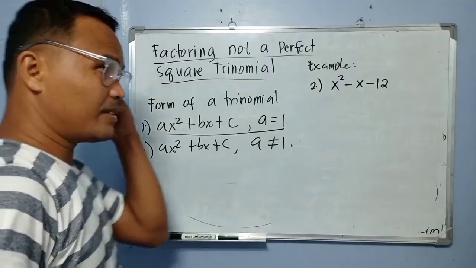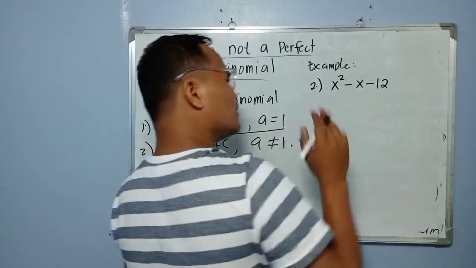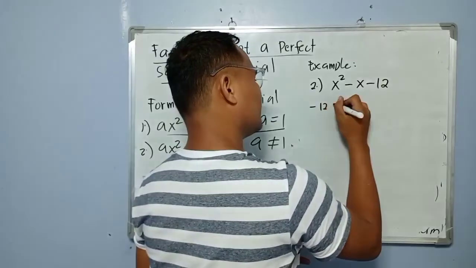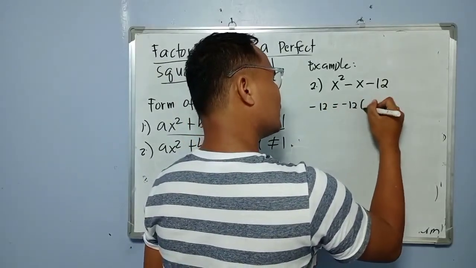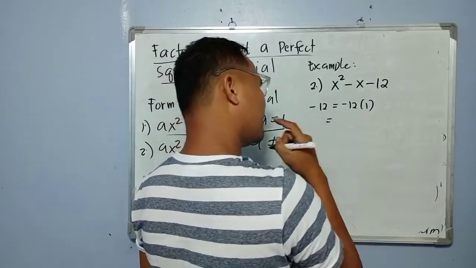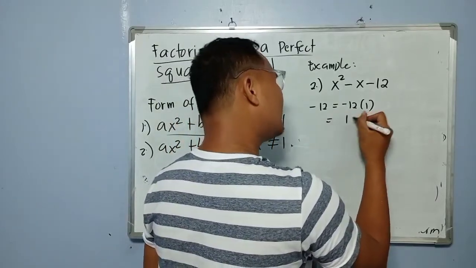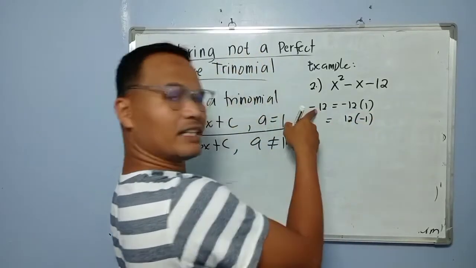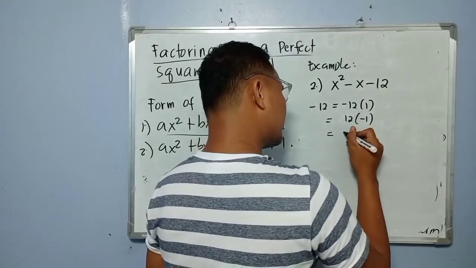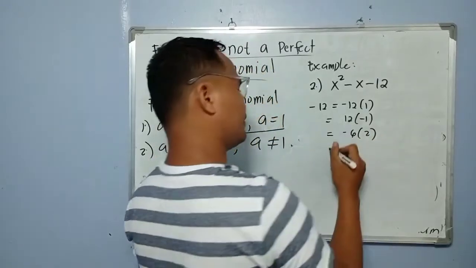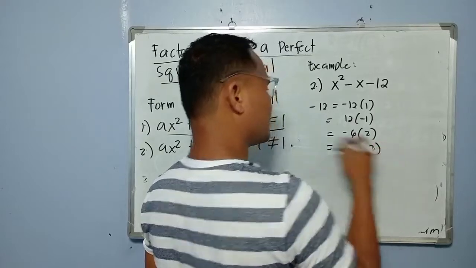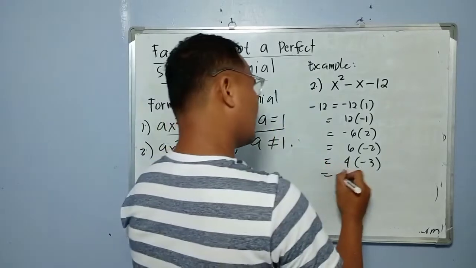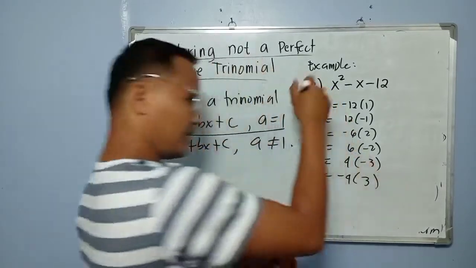Another example. x squared minus x minus 12. List the factors of the third term. That's negative 12. So negative 12 could be negative 12 times 1. Then also 12 times negative 1. That's negative 12. We have also negative 6 times 2, that's negative 12. We have also 6 times negative 2, that's also negative 12. We have 4 times negative 3, that's negative 12. We have negative 4 times 3, that's negative 12.